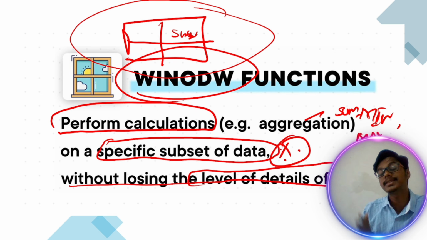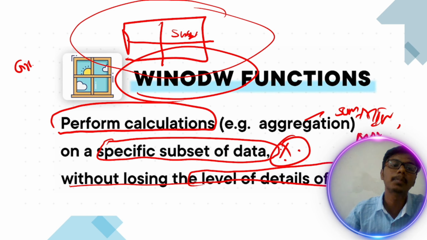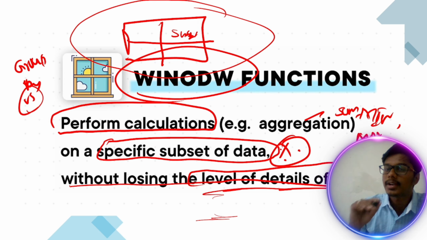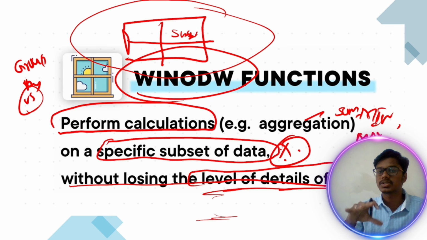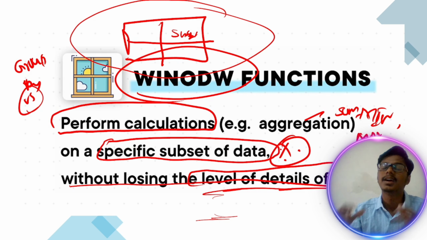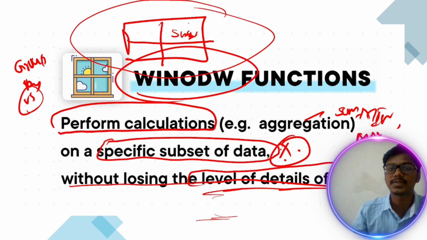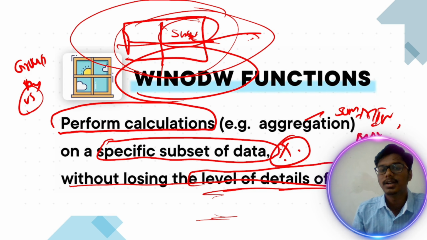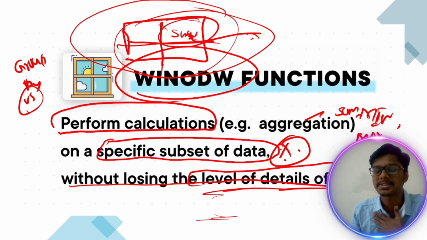I will explain this line later. If you compare the GROUP BY versus the Windows function, you will be able to know the meaning of this line, right? The Windows function is going to perform some calculations, but on a specific set of data. Consider the Windows function as a window. We are going to perform some calculation on a specific subset of data. That's all about the Windows function, guys. I'm just explaining very clearly, right?